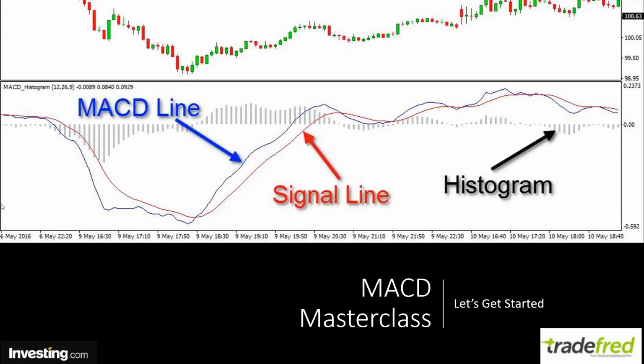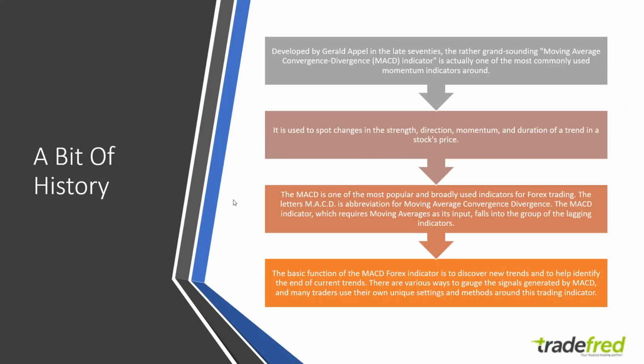Get started with our masterclass on MACD, Moving Average Convergence and Divergence. Now, MACD was developed by Gerald Appel in the late 70s. And to be honest with you, most of the main indicators, or the most respected indicators in the market, were developed about the same time. And they've been around for 30, 40, 50 years.